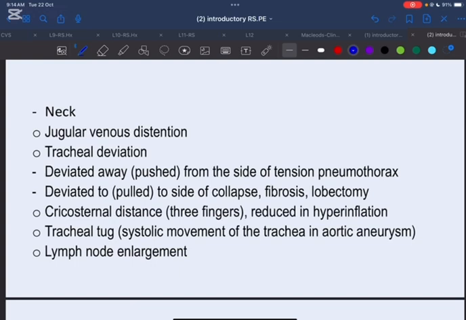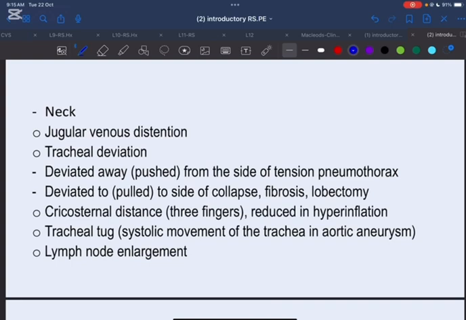Tracheal deviation, how would you look for the tracheal deviation? There are 2 techniques. Yes, 3-finger technique or 1-finger technique. Either a 3-finger technique, excellent, where you put the middle finger, and it's normally deviated slightly to the right due to the heart, or you can use the single finger technique.